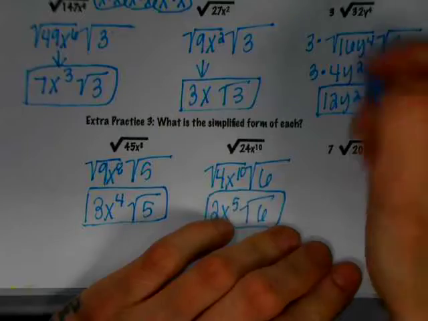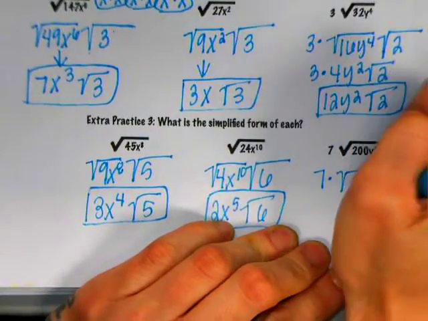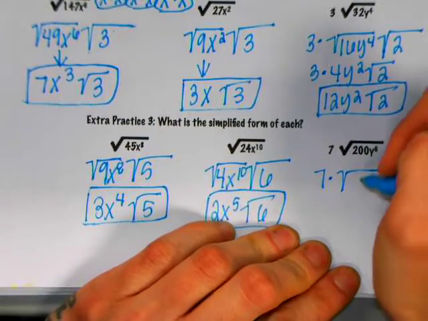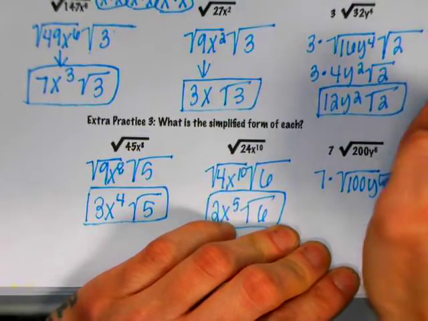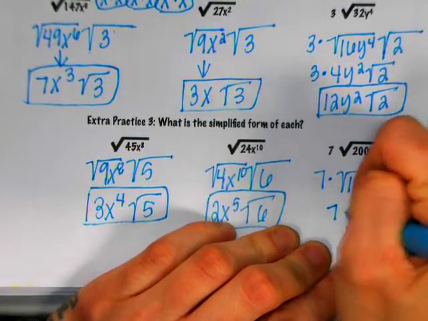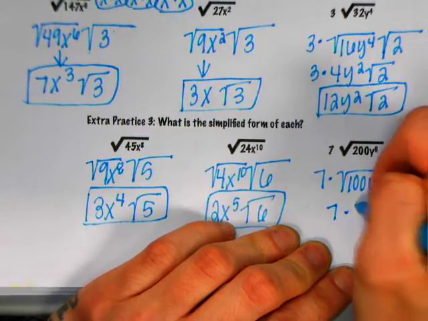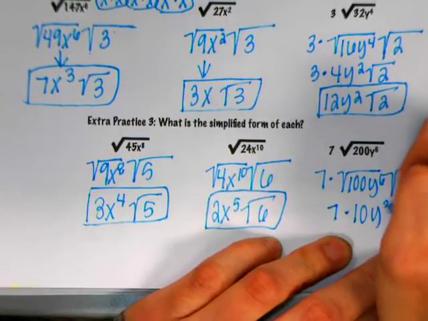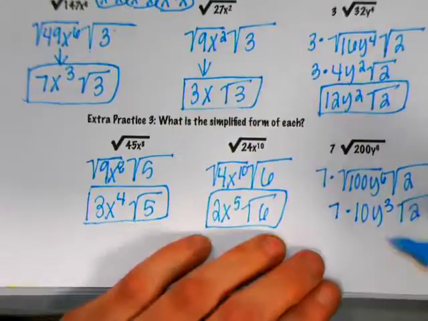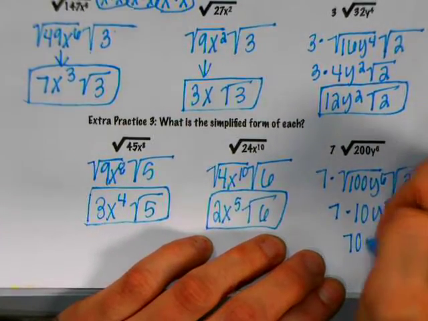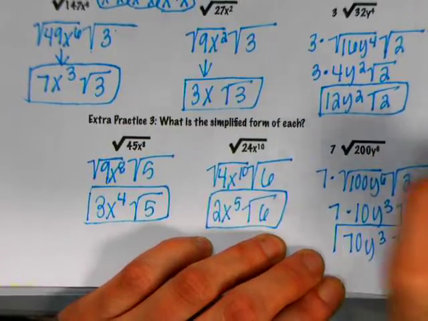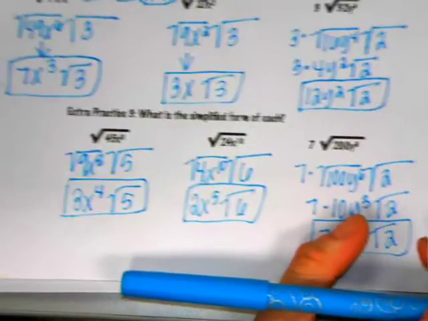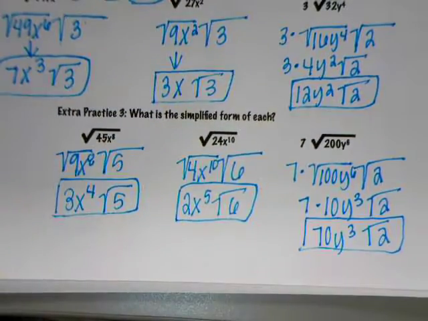Okay. Keep the 7 out front. So 200, what do you use? 100 times 2. All right, and then what does 100y to the 6th turn into? Yeah, 10y to the 3rd. And then when you multiply those together, you should have 70y to the 3rd radical 2. Okay, any questions?